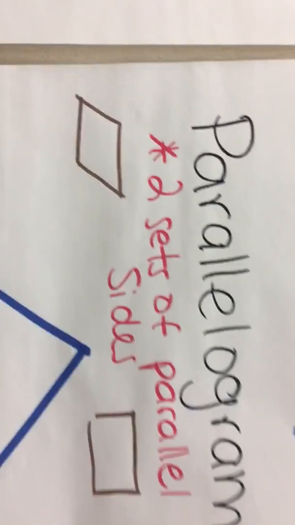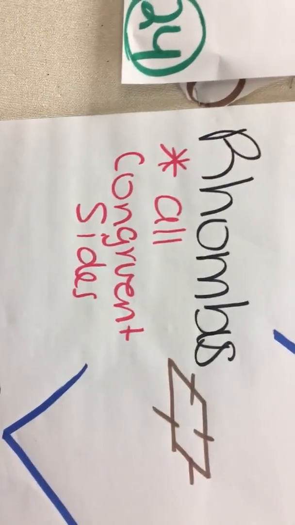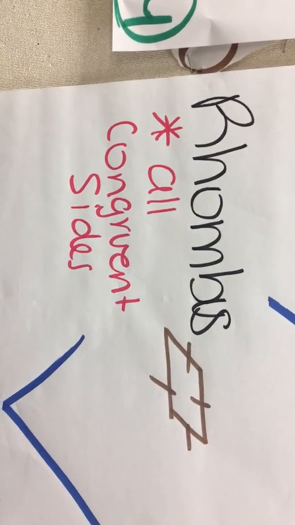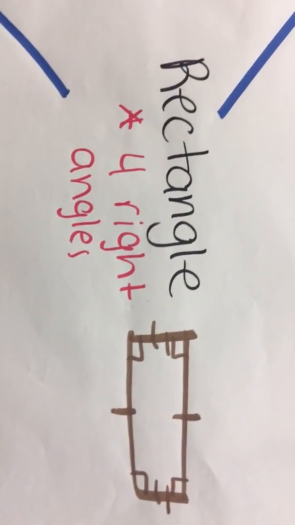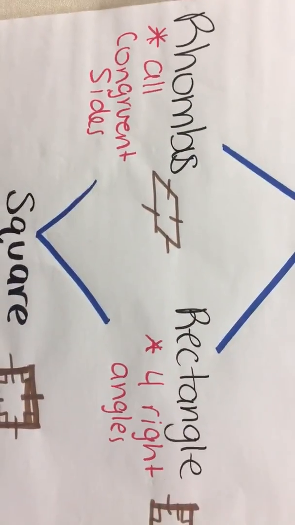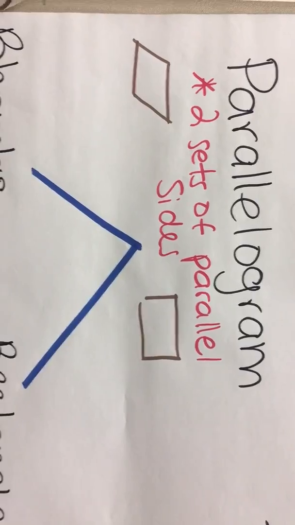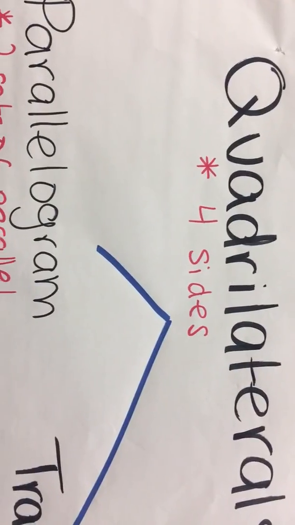Okay, now if you go into a parallelogram, there are 2 different kinds of parallelograms. There's rhombus, which has all congruent sides. Again, congruent means equal. You know they're equal when I have those little dashes. All right, then you also have rectangles. Rectangles mean that they have 4 right angles. You can tell by these little squares on the corner. Okay, now both a rhombus and a rectangle are parallelograms. Both a rhombus and a rectangle are quadrilaterals.